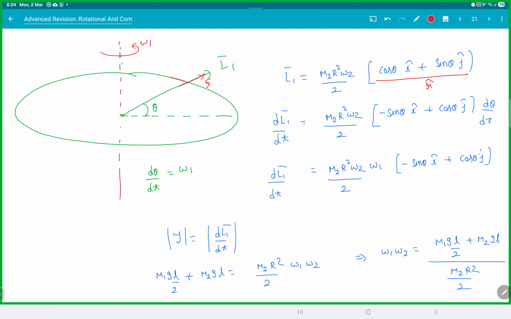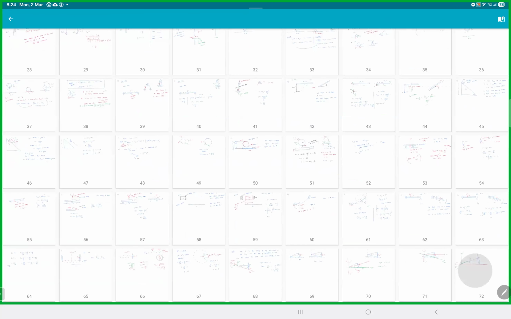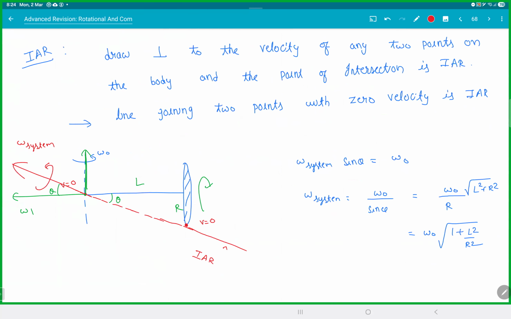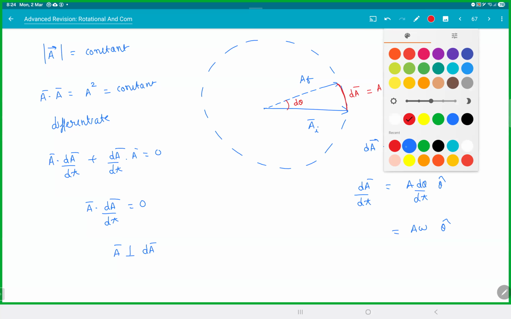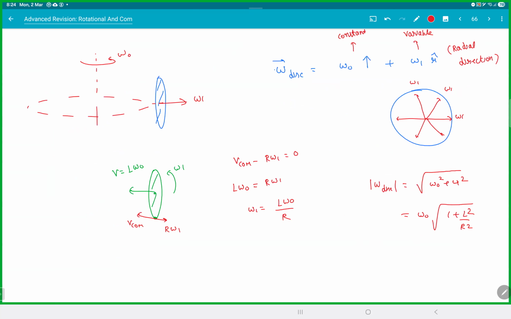So whenever you differentiate a vector of constant magnitude, the change in vector dA by dt is nothing but the magnitude of the vector into the omega with which it is rotating. So it will be a useful result whenever you're differentiating vectors of constant magnitude. Clear with this? Now using this logic, if I try to solve this, what is alpha?